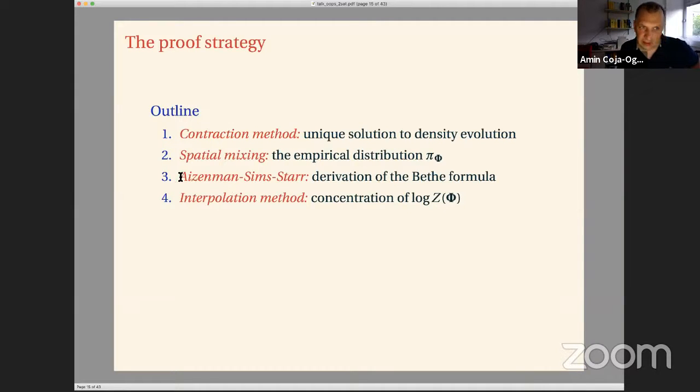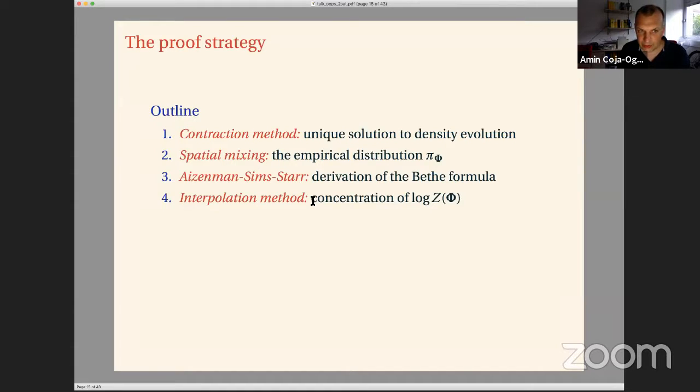The next step is a coupling argument known as the Aizenman-Sims-Starr scheme. And here we are going to combine the results of the first 2 steps in order to prove that the Bethe free entropy, the Bethe formula, actually correctly gives the expectation of log Z of phi. Now, in this problem, because we are looking at zero temperature, at hard constraints that all simultaneously have to be satisfied, we are going to have to follow this up by another argument known as the interpolation method that will allow us to prove concentration of log Z.